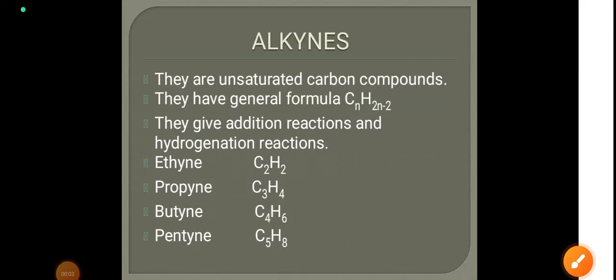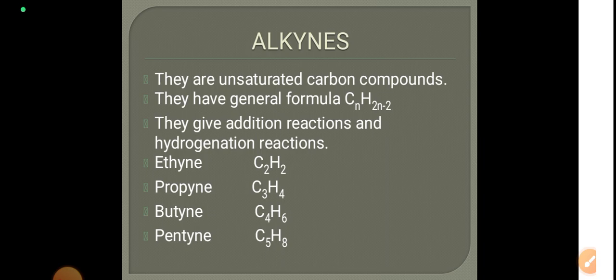Today let us learn about alkynes. They are unsaturated carbon compounds with a general formula CnH2n-2. They give addition reaction and hydrogenation reaction. So here in alkynes we can mainly observe a triple bond between two carbon atoms.